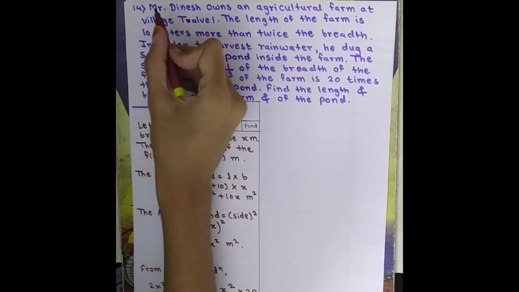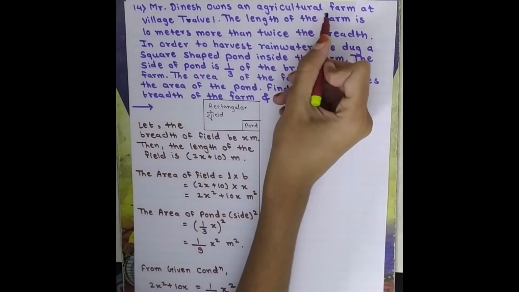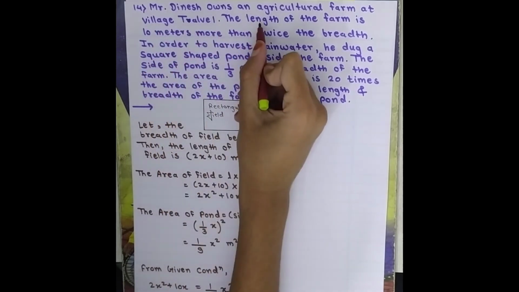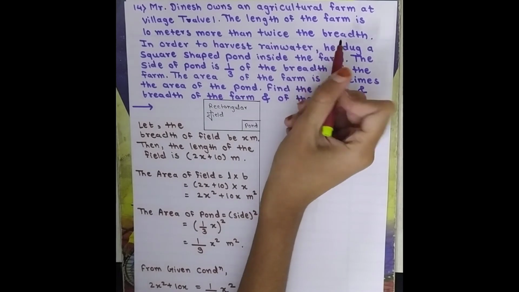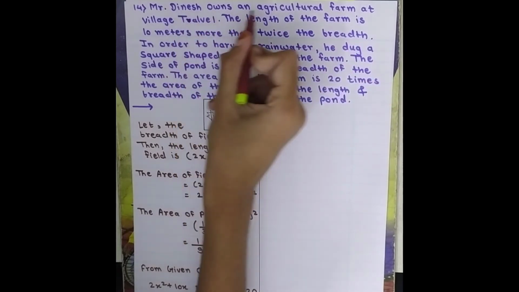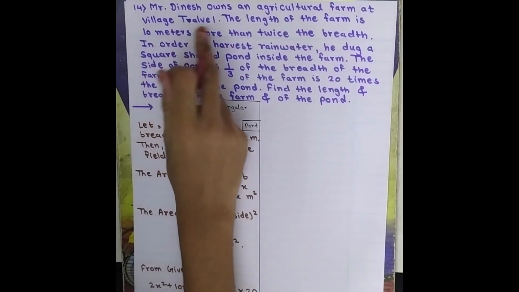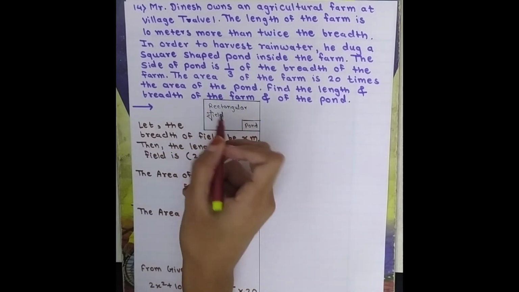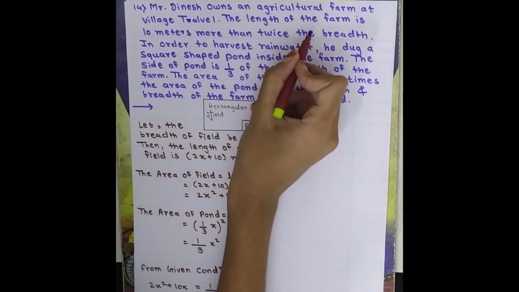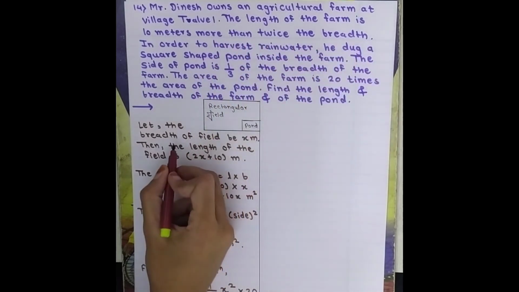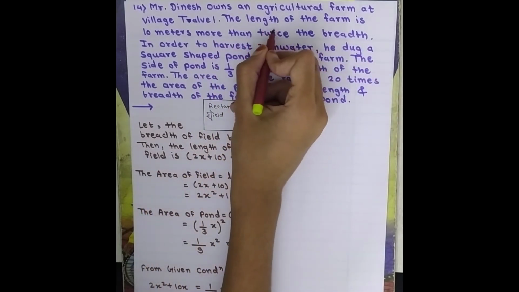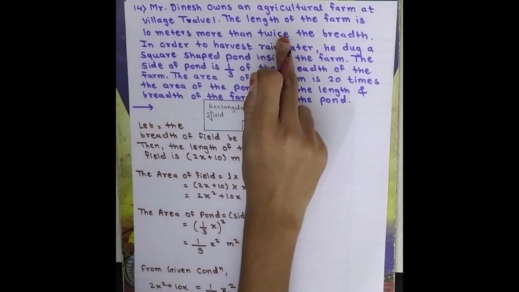Question number 14 is: Mr. Dinesh owns an agriculture farm at village table. The length of the farm is 10 meters more than twice the breadth. It means Mr. Dinesh owns a rectangular field, and the length of that farm is 10 meters more than twice the breadth. So the length of the farm is how much? 10 meters more than twice the breadth.